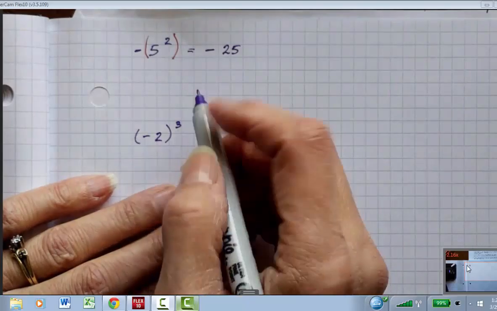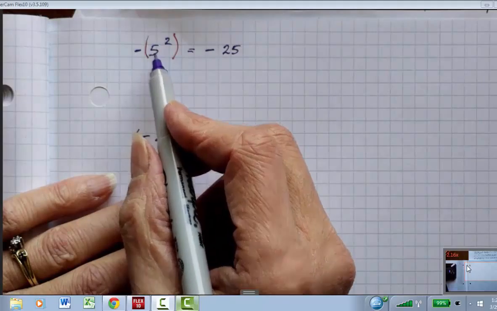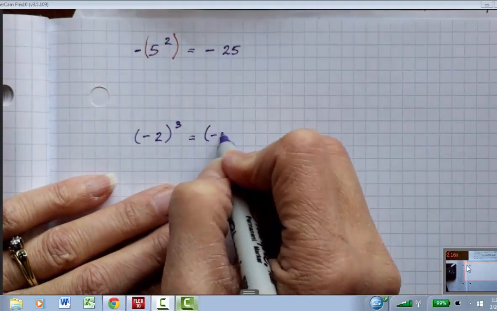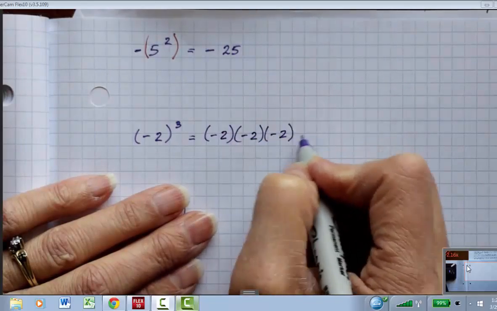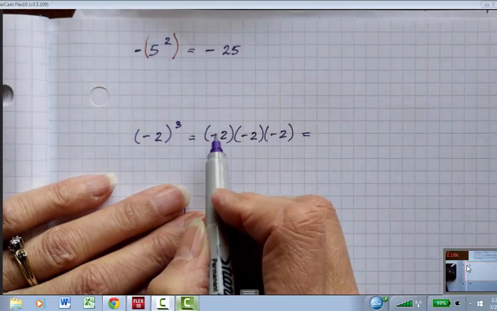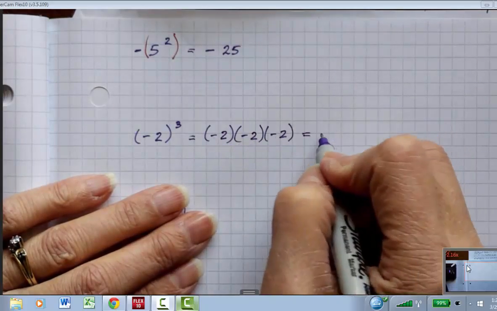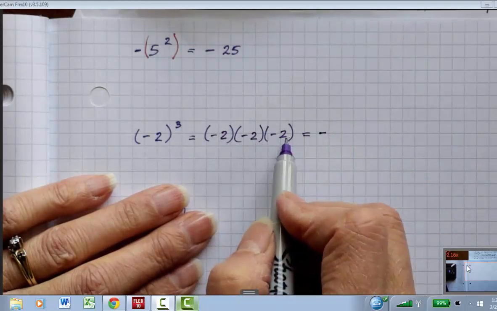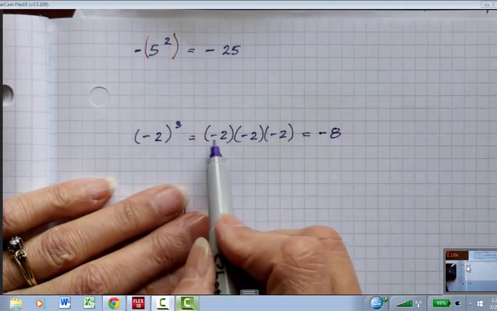So this time the negative will go with the 2. Up here the negative didn't go with the 5. Down here it will go with the 2. So this is the same as negative 2 times negative 2 times negative 2. Let's take care of the negative first. A negative times a negative is a positive, times another negative means my answer is going to be negative. Then 2 times 2 is 4, times 2 is 8. So in this case the negative went with the 2.